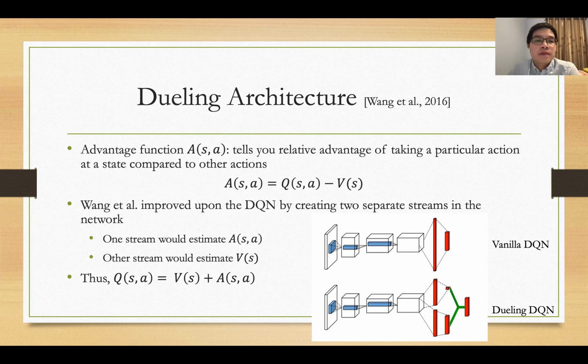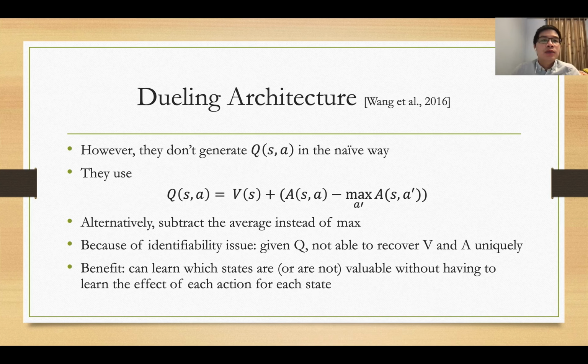In the image, the top network is the vanilla single stream DQN that directly outputs the action values. And in the bottom network, we have two separate streams that join together to produce the action values. However, they actually don't generate the action values in the naive way of adding the values together. They first subtract from the advantage values the maximum advantage value, or alternatively subtract the average instead. The reason for doing so is to overcome the identifiability issue, which means that given the action values Q, we aren't able to recover the state values and advantage values uniquely.